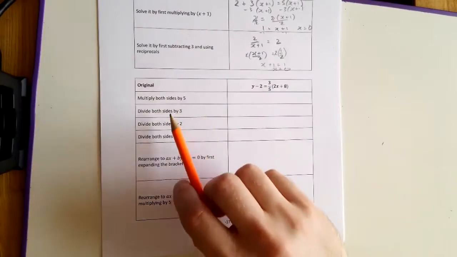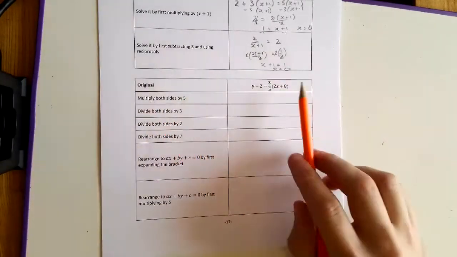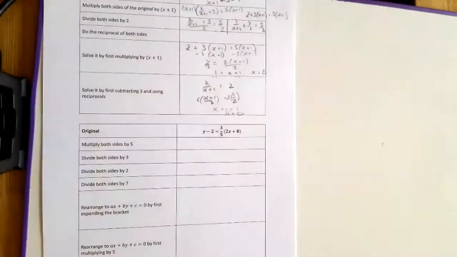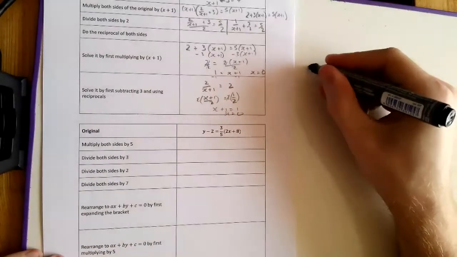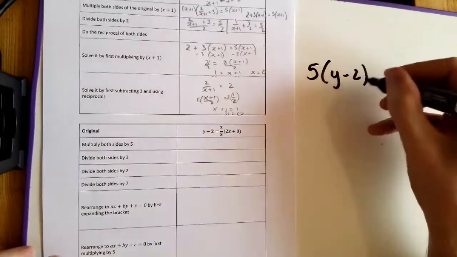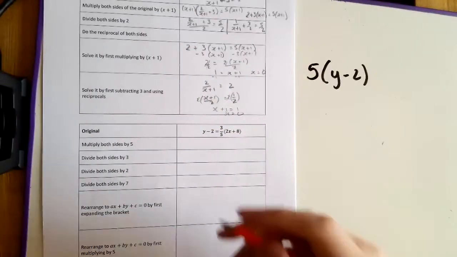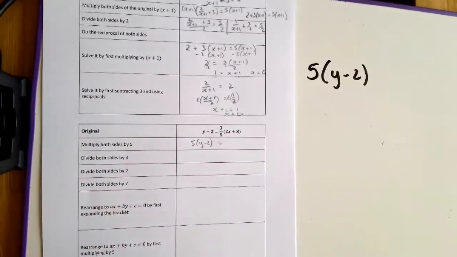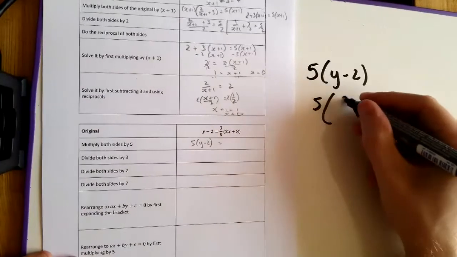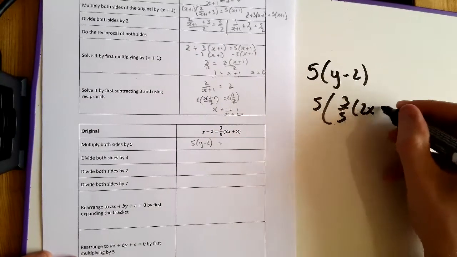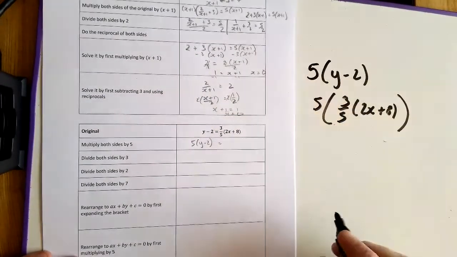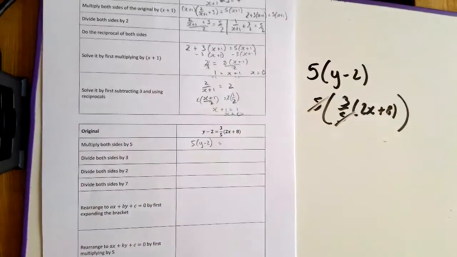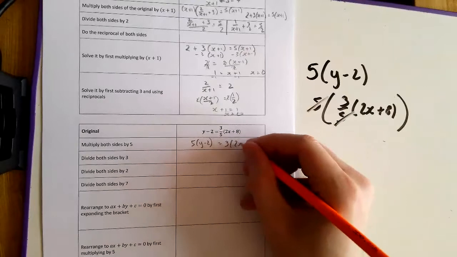This one here, multiply both sides by 5. Well, I'm going to do it on the whiteboard. So I multiply this side by 5. I can leave it like that. But if I multiply this side by 5, what happens is this 5 and that 5 can cancel out. So we're left with 3 lots of 2x add 8.